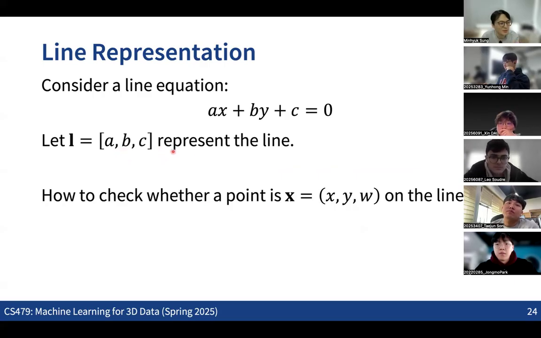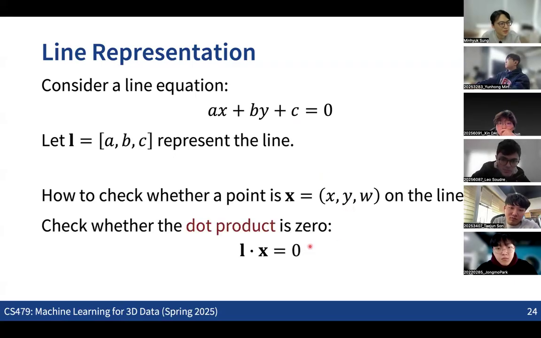Let's do the basic things first. Given this (a, b, c), the parameters for the line, how can we check whether a point is on the line or not? This is very easy. We can just take the dot product between these two and check whether the dot product is zero or not. By the definition of the line equation, if the point is on the line, then the dot product of these two three-dimensional vectors should be zero.